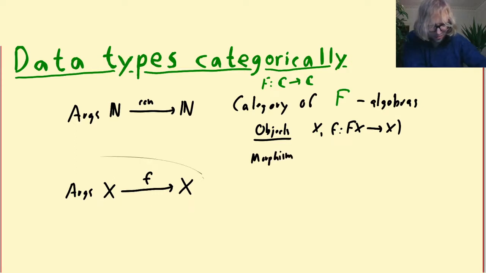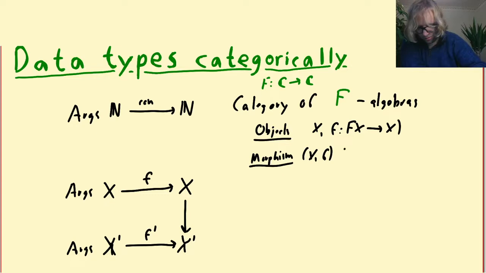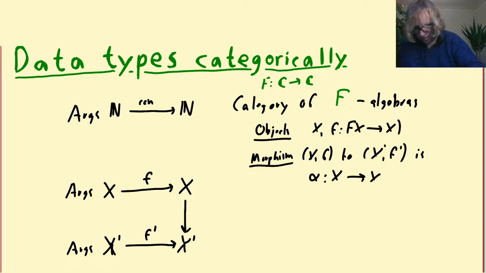So let's say that I have one of these and I have another one, like this. Got this X prime, this f prime. Well, it's quite natural to ask for a morphism between the underlying objects, right? So a morphism from (X, f) to (X prime, f prime) is, let's say, alpha from X to X prime. So this is my alpha, like this.